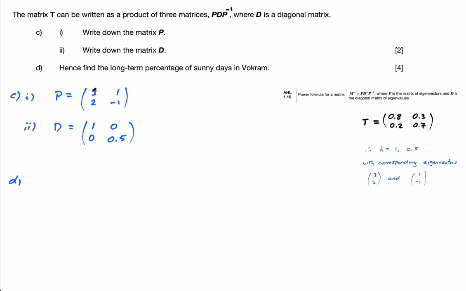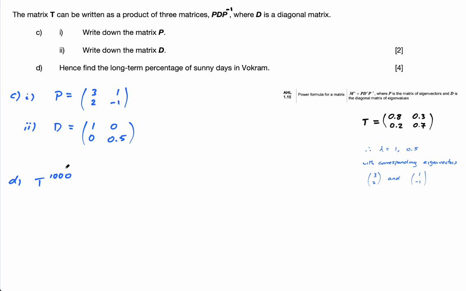Part D. Hence find the long-term percentage of sunny days in Vokram. If you recall from the previous question, when I did T to the power of 3, I was able to get the probability that it will be sunny in 3 days' time if it's sunny today. T to the power of 7 would give me the probability in 7 days' time. T to the power of 100 would give me the probability in 100 days' time. And you can imagine the probability of it being sunny in 100 days' time is probably the same as in 1,000 days' time.